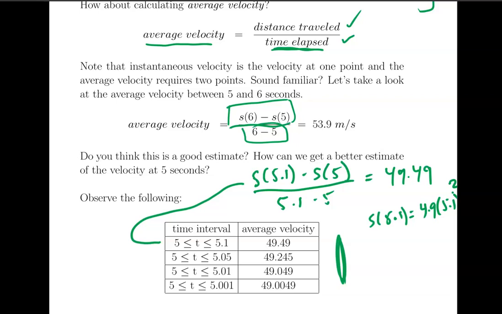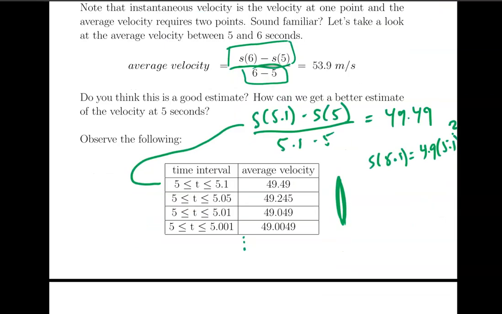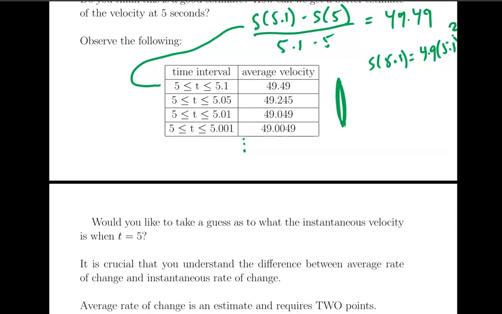If we tighten that window up to 0.05 seconds, we get this. Tighten it up a little further, we get this. How long could we continue with this? Forever. But we really don't need to, because it looks like the tighter the time interval, the closer the average velocity gets to 49. Seems fairly obvious. So we can take a guess and say at 5 seconds, it's probably pretty close to 49.